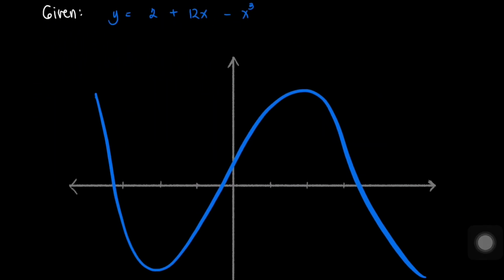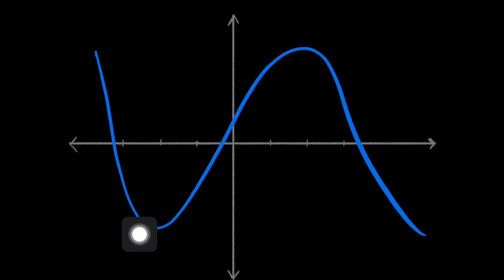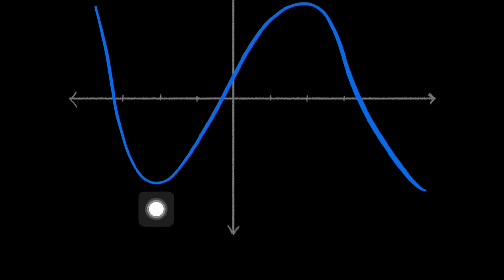So let me explain the concept of critical points and point of inflection using this illustration. We are given a function y equals 2 plus 12x minus x cubed, and the graph of that function is this one. Alright? So the critical point in this function is the point where the slope of the curve changes from positive to negative or negative to positive. And the point of inflection is the point where the curve changes its concavity from concave upward to concave downward or vice versa, right? So let us take this point as an example.